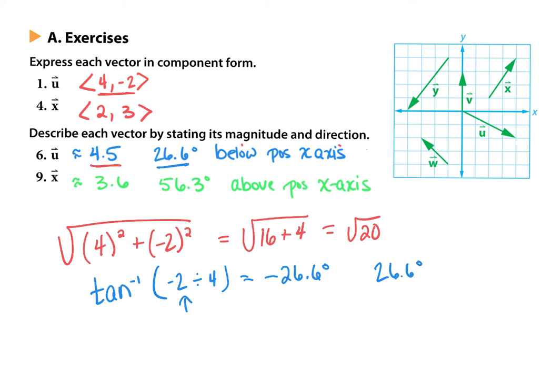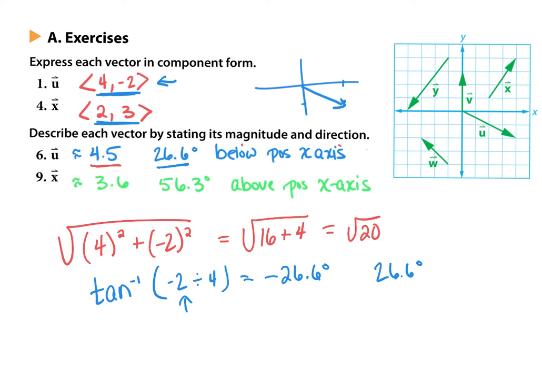So 26.6 degrees, why do I know it is below the x-axis? Let's look at my x and y value here: 4, -2. If I were to draw that, 4, -2, this is my ending point. You can see that it's going to be below the positive x-axis based on where it is drawn on the coordinate plane. Does that make sense? You always start at 0. You end at this component form right here.